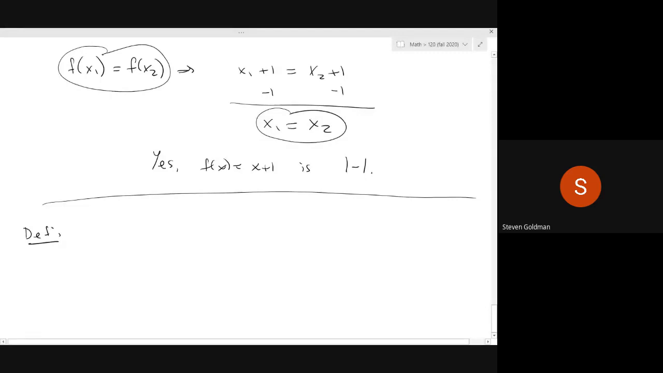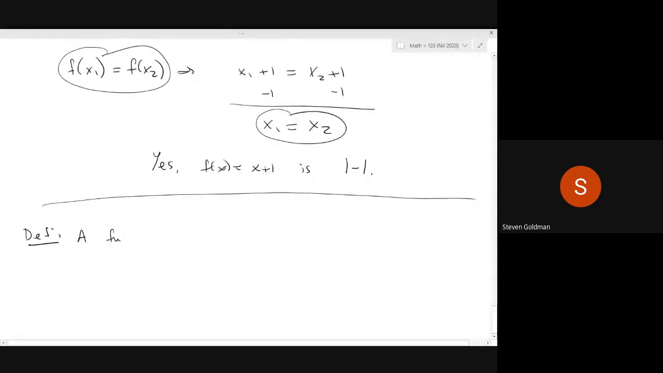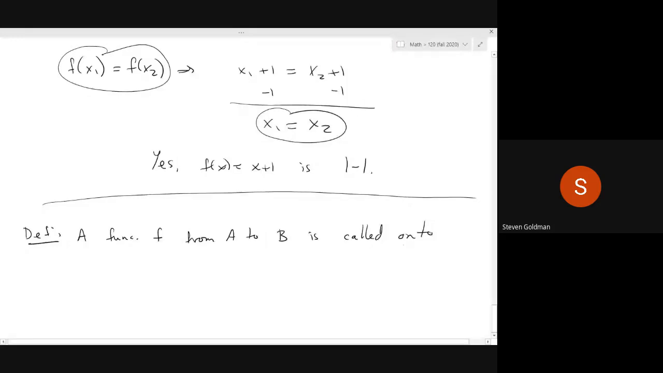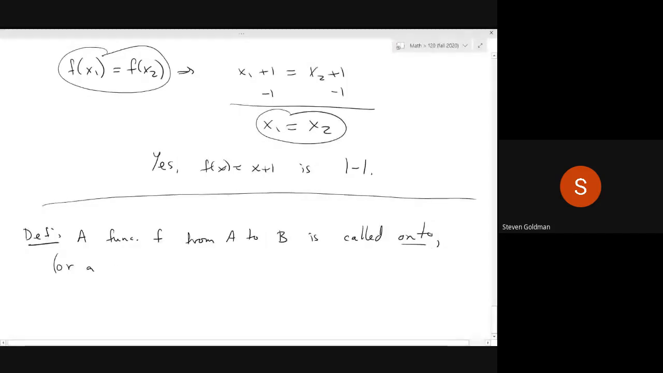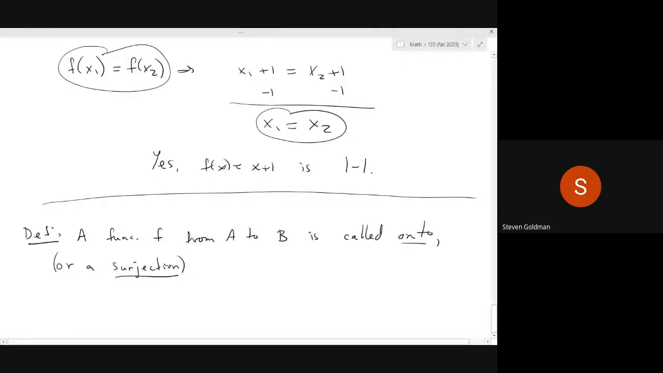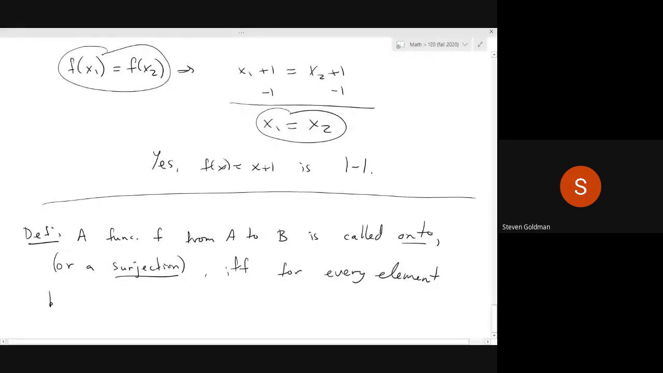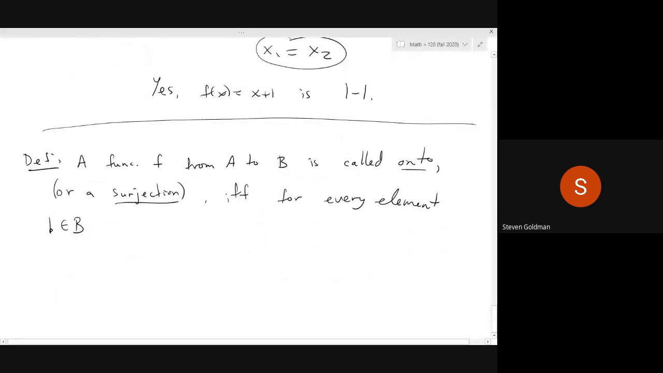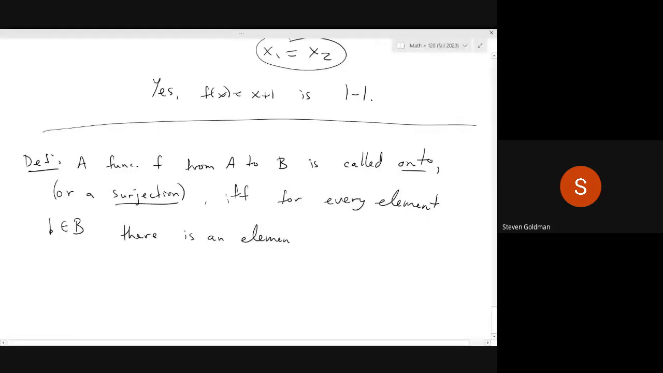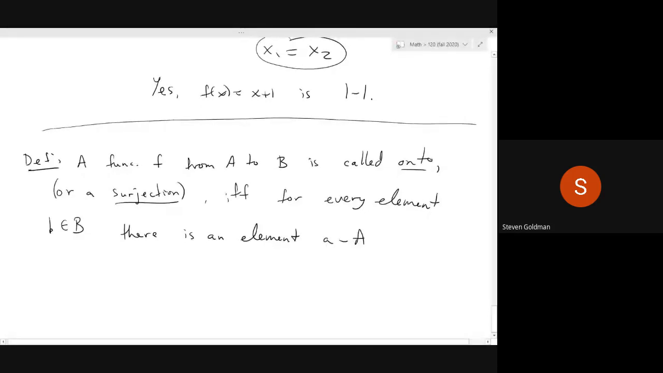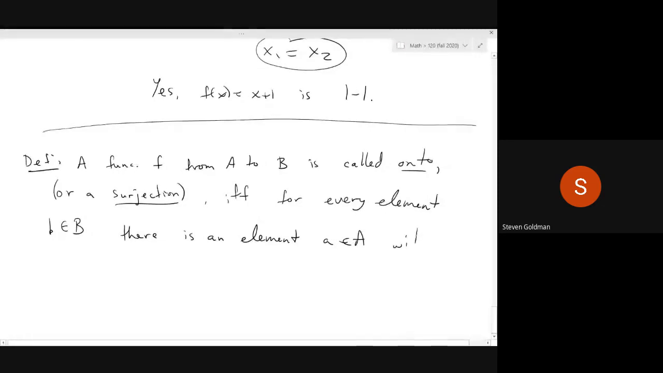Okay, so now a definition for what it means for a function to be onto. A function f from A to B is called onto, or it's also called a surjection, if and only if, by the way, IFF is short for if and only if, for every element b in the codomain B, there is an element a in the domain A with f of a equals b.